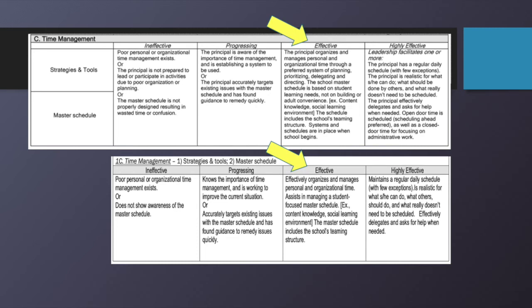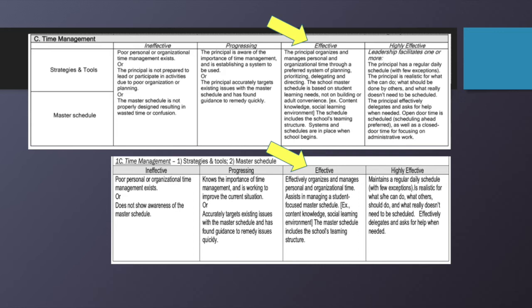And then if you just sweep your eyes to the right on the assistant principal's area to highly effective, you'll notice the last line actually involves delegation. So to be effective, it does not require delegation. To be highly effective, an assistant principal does delegate and asks for help when needed.